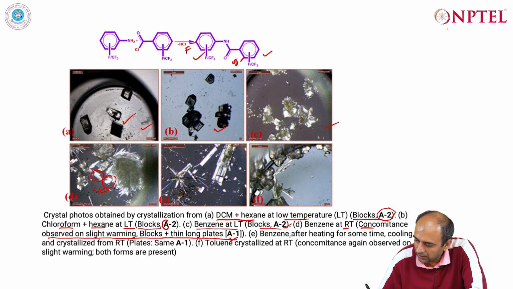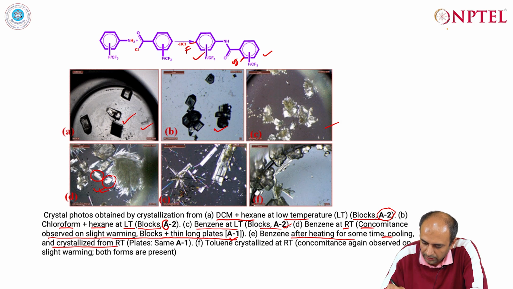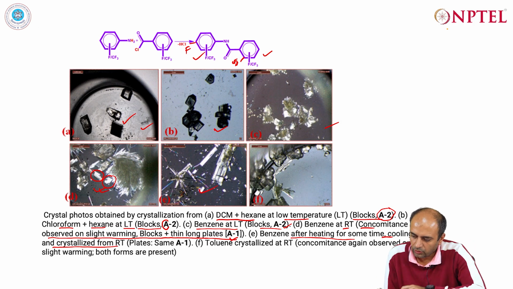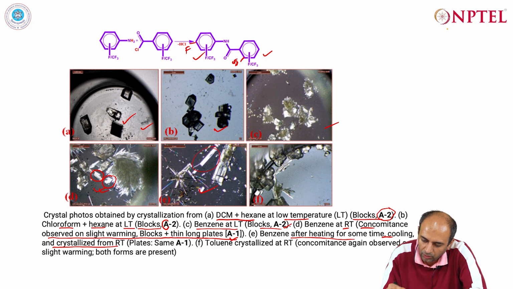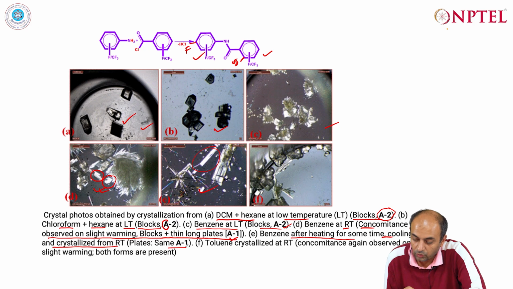And then in benzene, after heating for some time and then cooling and crystallizing from room temperature, again you get plates. Okay. So initially when you have slightly warmed up the solution in benzene to room temperature, you get both the morphologies. But now if you continue heating for some more time and then cool it, then what crystallizes out is the plate form. That means only the plate form is present now. So there is conversion from the block form to the plate form.